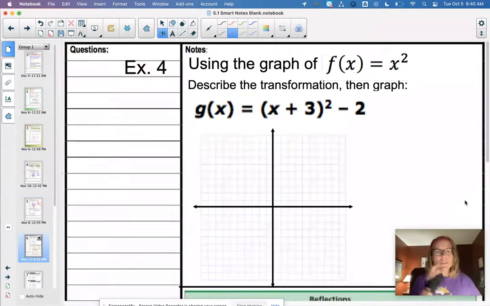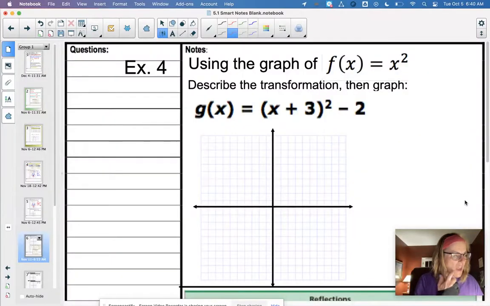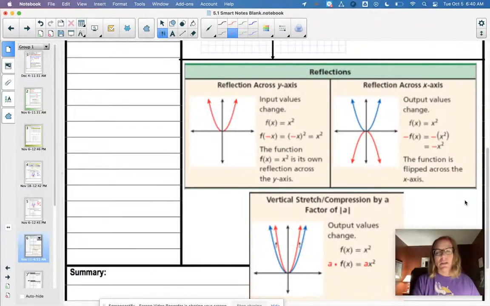And now I'm moving on to example 4. And we're going to also do that in class. And I'm going to go down to here. Okay.